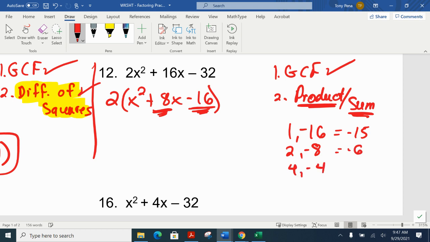4 and 4 will give you a negative 16, but if you add those up, they're going to get 0. Those are the only combinations that multiply to give you a 16. All right, so not every time we pull out a GCF can you continue on. In this case, this would be your final answer.